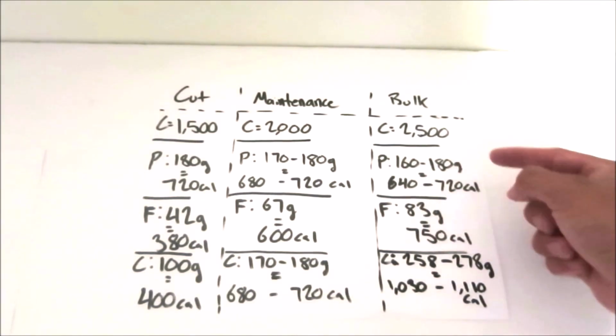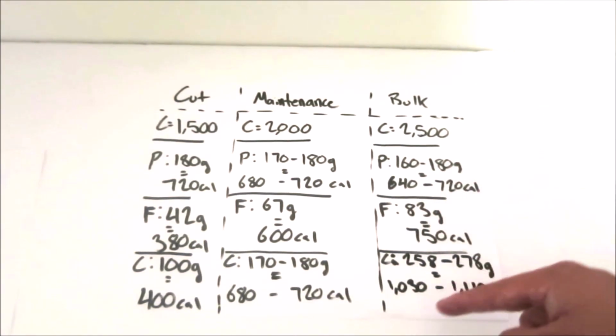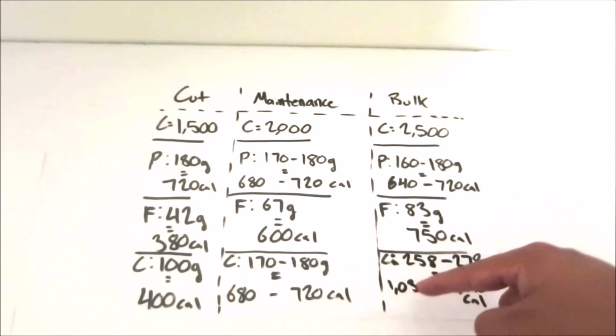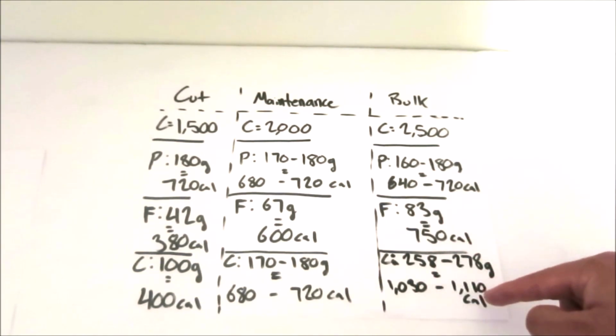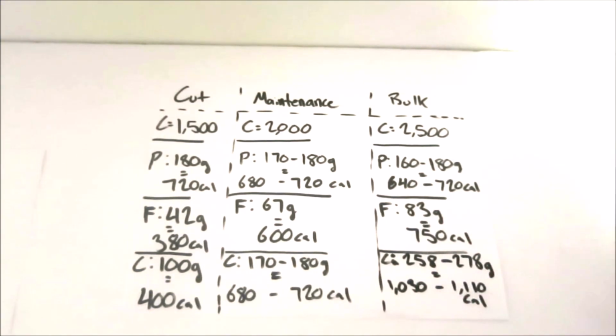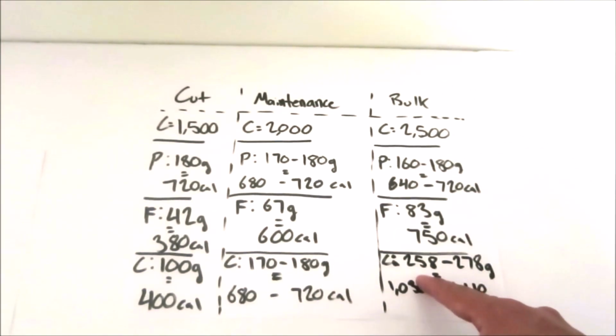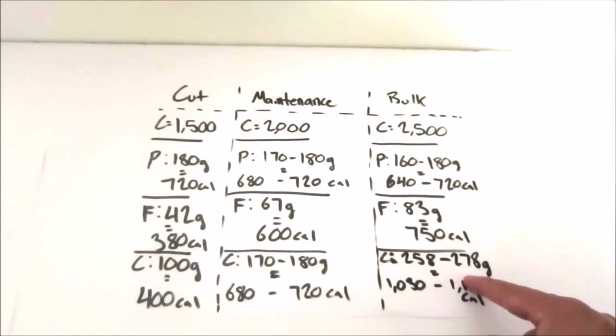Once we get these numbers here, put them together, the difference would be 1030 calories up to 1110 calories. That's your range for your carbs to equal about 258 to 278 grams of carbs.